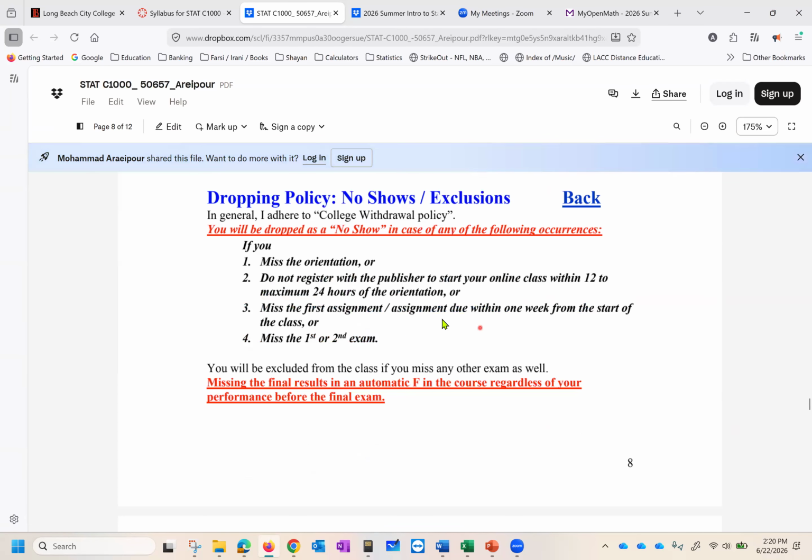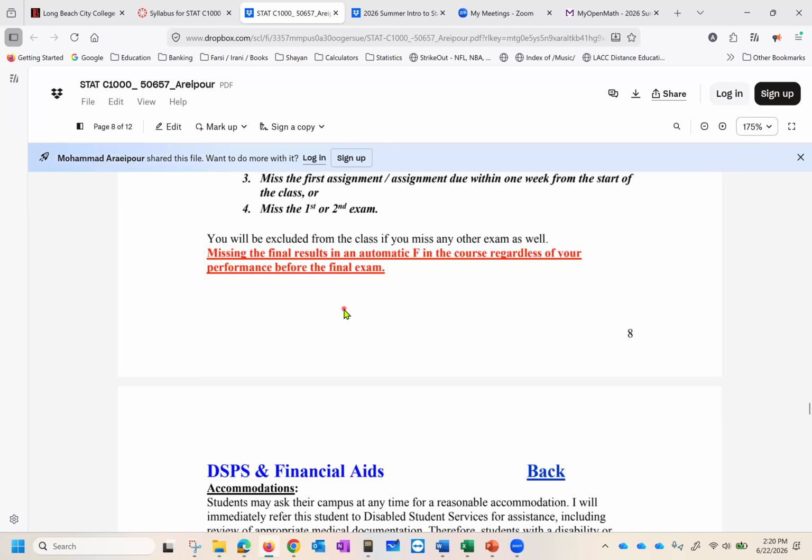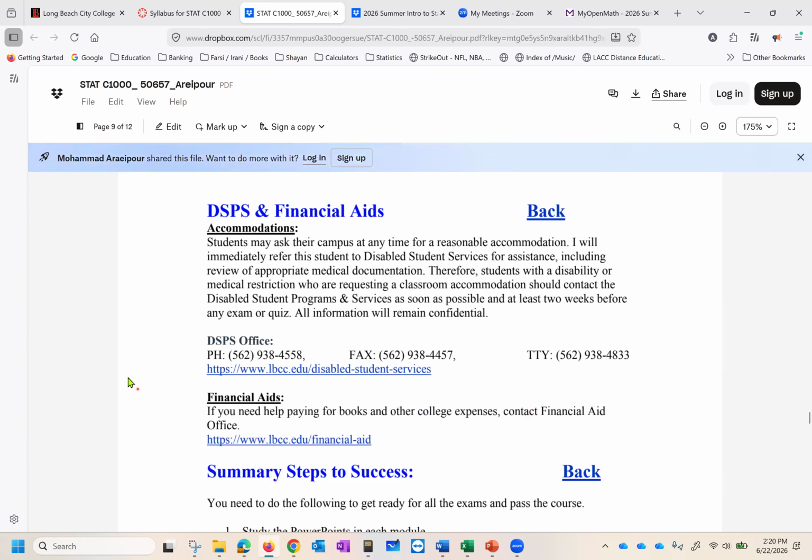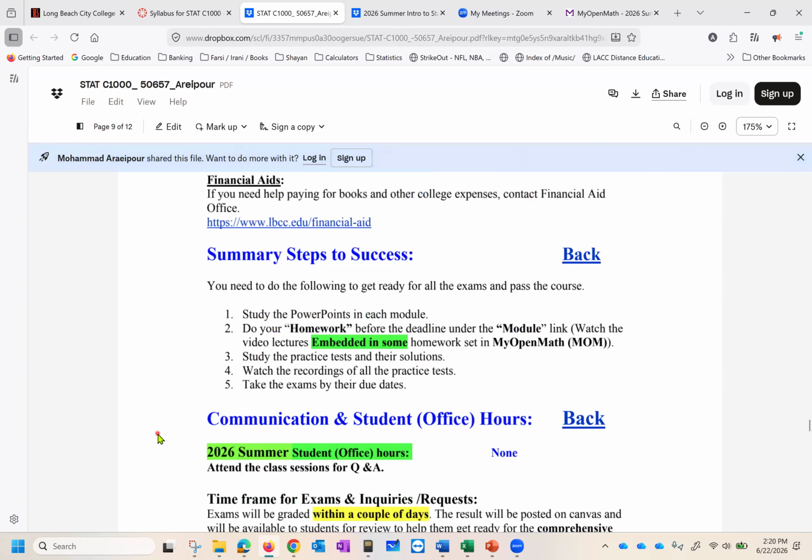Dropping policy: students who miss the first day of orientation, don't register with the publisher immediately, miss the first assignment or the second assignment, or miss any of the exams will be dropped. It's important to understand what's going on. Then we have some information about DSPS, financial aid, and so on in case you need it.